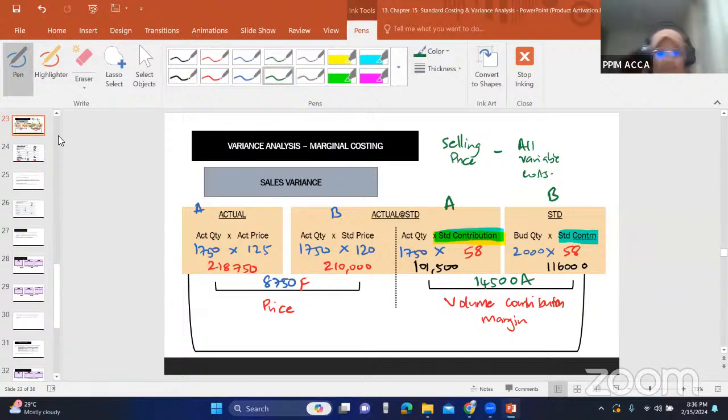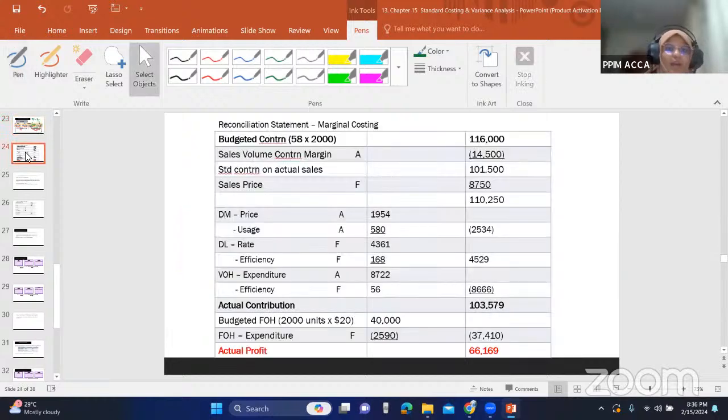Okay, so I hope you've taken this down. Let's see how a reconciliation statement will look like in marginal costing. Okay, so I'll just highlight the differences. In absorption costing, you can look at whatever you have copied down, we would usually start with budgeted profit. Here, we don't use profit, so we start with budgeted contribution. Contribution, we calculated it as 58. The budgeted number of units we were supposed to sell was 2,000. So 58 into 2,000, which is 116,000.